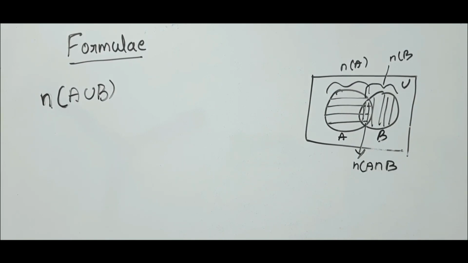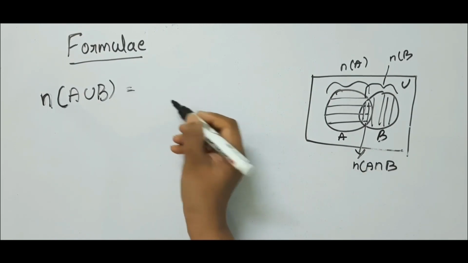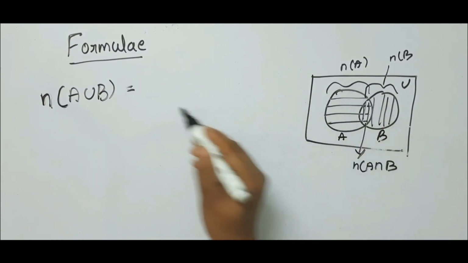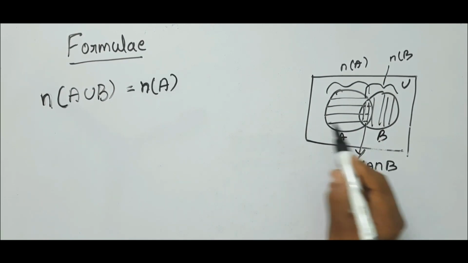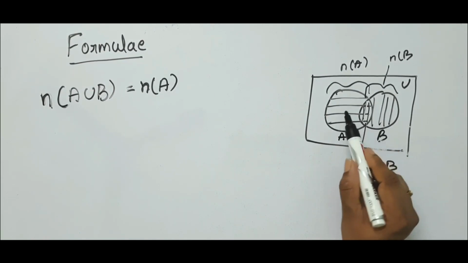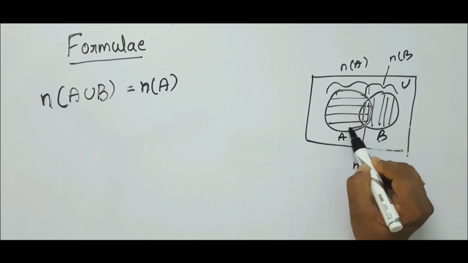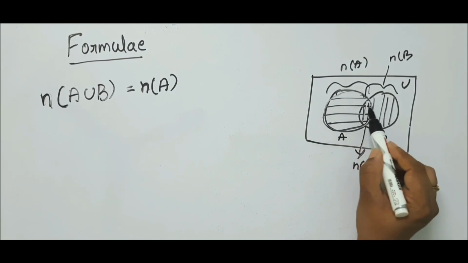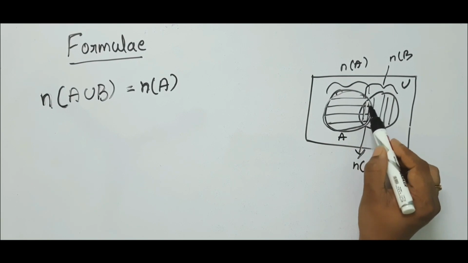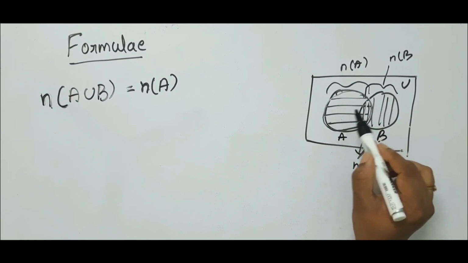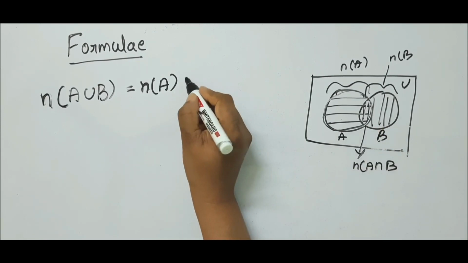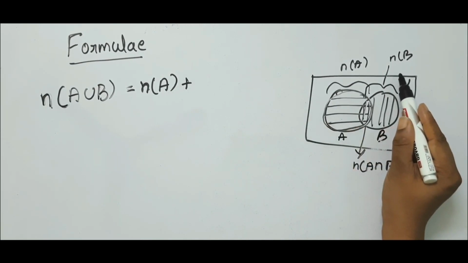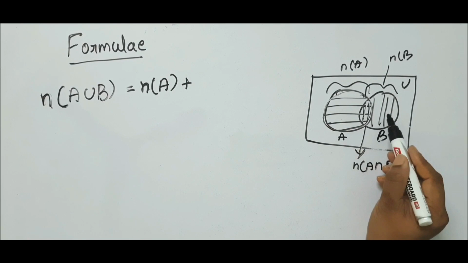Is it not? So when we want the number of elements of A union B, first we have to count the number of elements of A. While counting the number of elements of A, we have counted the common elements because this whole set indicates the number of elements of set A. So this includes this part also. So when you count these elements and these elements, you will get the number of elements of A. Similarly, when we want the number of elements of B, this part and this part.